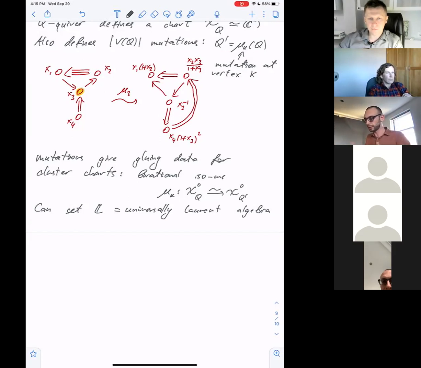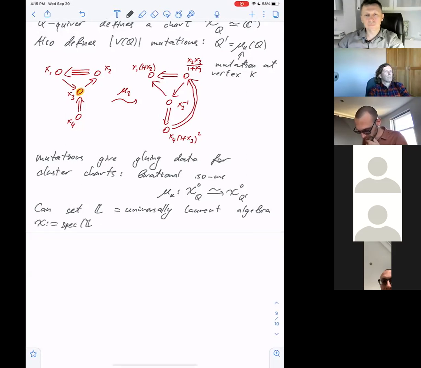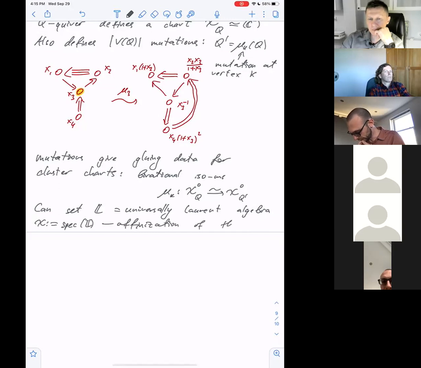So L is just the algebra of global functions on this variety. And of course, no one promised us that these functions even exist. If we don't know that some other fancy cluster variables exist, from what I've just explained, there's no guarantee that this algebra is non-trivial, but it always is, and there are ways to write elements of this algebra. And then we can just take chi to be the spec of L, and this is the affinization of a cluster variable. Affinization of the cluster variable.